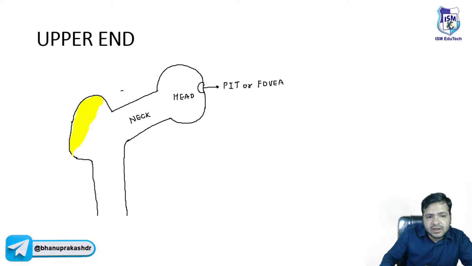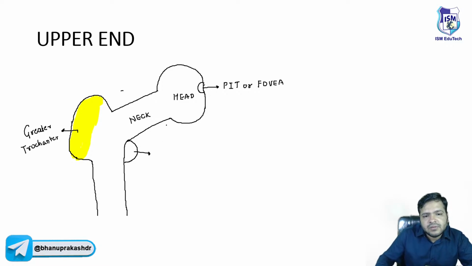Okay, this is called the greater trochanter. So remember, beta, this is the greater trochanter. And on the medial side, it has a lesser trochanter. Okay, this is the lesser trochanter.